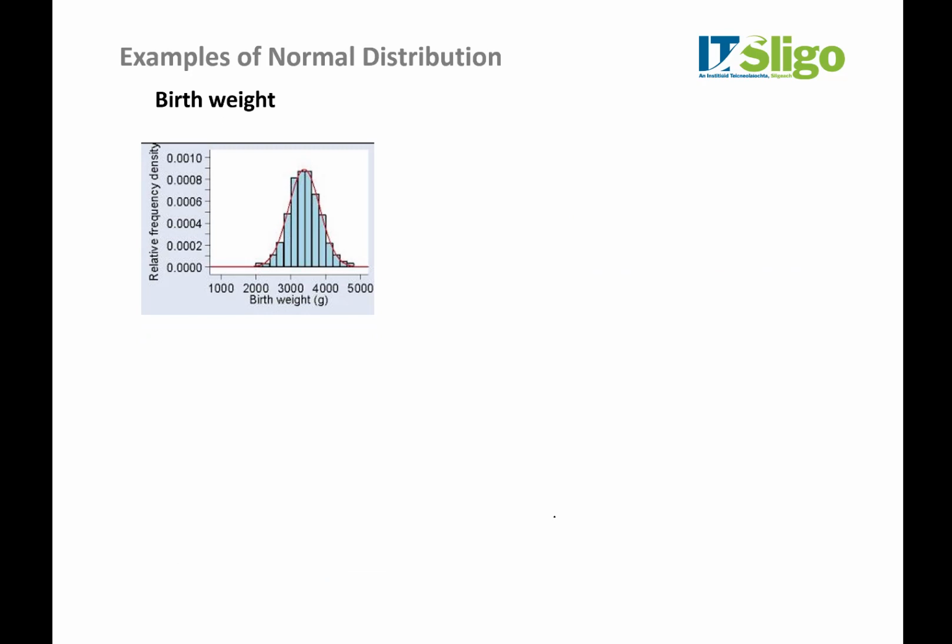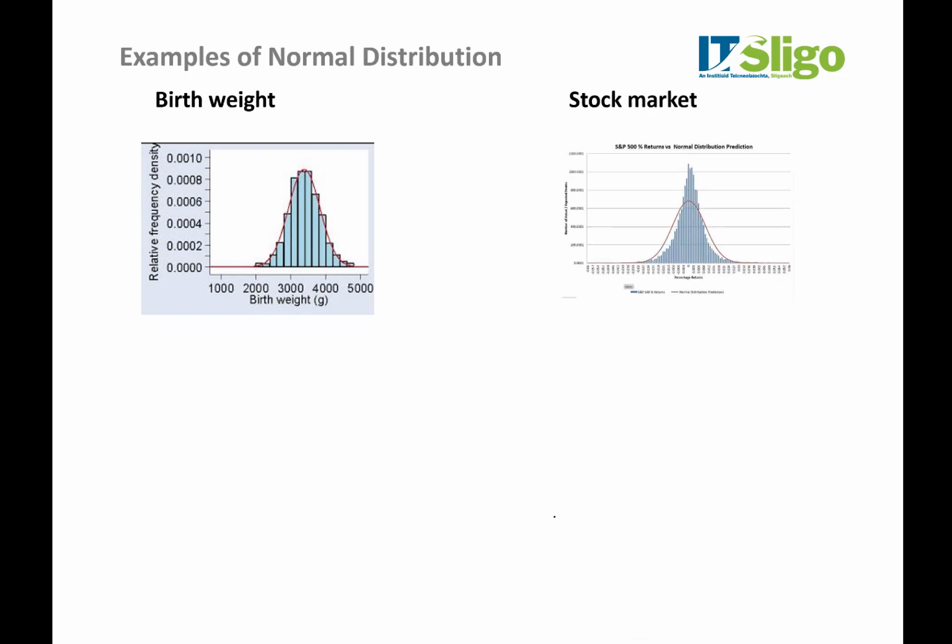The weight of children at birth is a normal distribution. Stock market shares, so the way stocks are bought and sold on the open market, produces a bell-shaped curve. IQ is actually designed as a normal distribution, so it obviously falls into this category. Intelligence quotient is what it stands for.